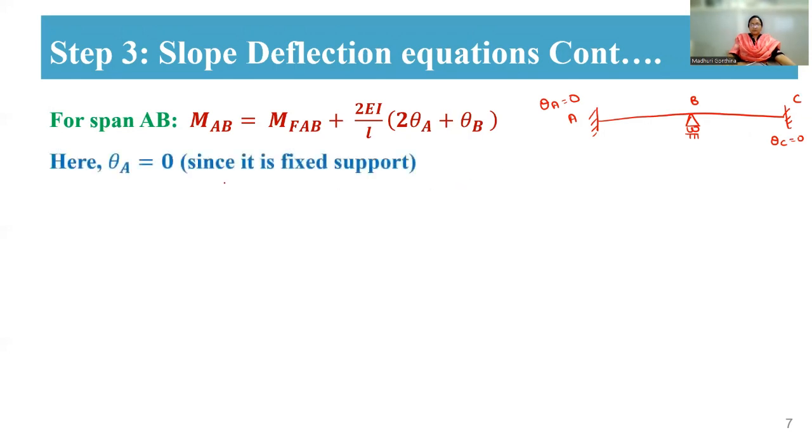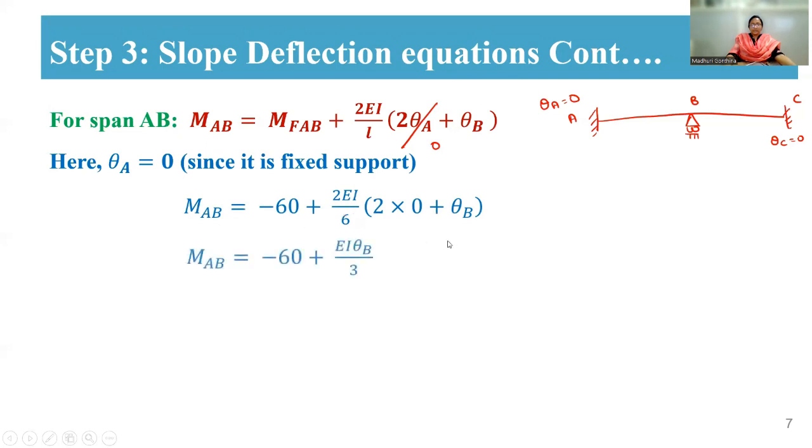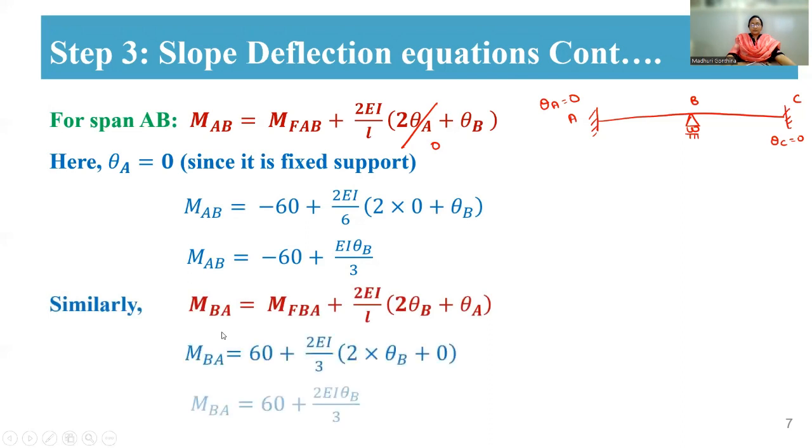So MAB, since it is a fixed support, theta A will be equal to 0. While substituting this, now your MAB equation will become like this: minus 60 plus 2EI by 6 into theta B. So that means it is minus 60 plus EI into theta B by 3. Similarly, MBA also will be equal to 60 plus 2EI theta B by 3. So this will become 0.